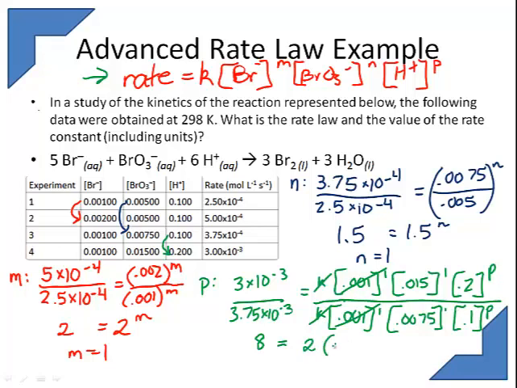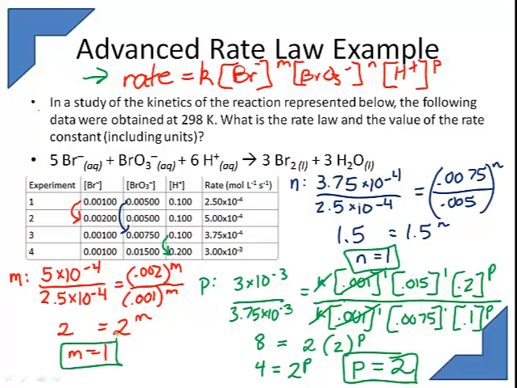And we've also doubled the concentration of H+, and that's to the p power. So 8 equals 2 times 2 to the what power? Well, let's get the 2 to the what power on its own. So divide both sides by 2. So you've got 4 equals 2 to the p. That means p has to be 2 because 2 squared is 4. Great, so we figured out our three exponents, 1, 1, and 2.